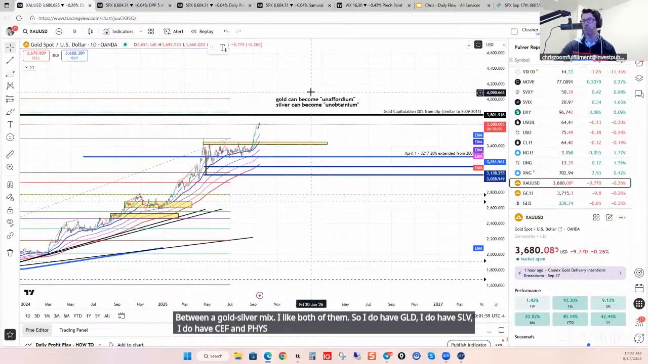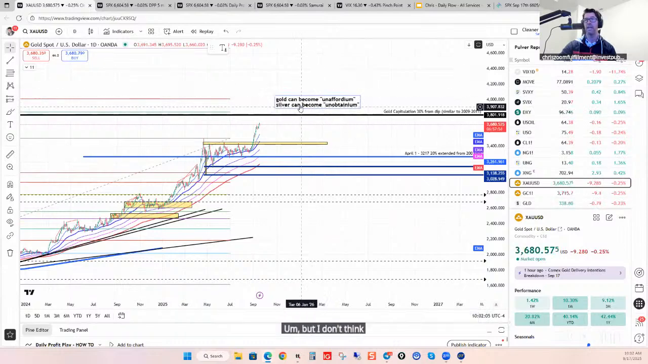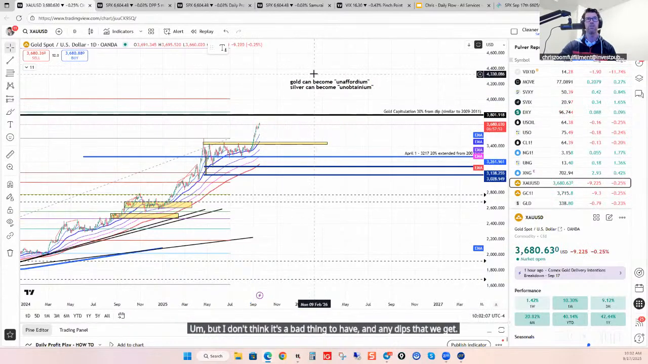I'm probably not at 30%. I'm probably closer to 15 to 20 for my managed accounts. But I don't think it's a bad thing to have. And any dips that we get, I'm looking to scoop up those dips.